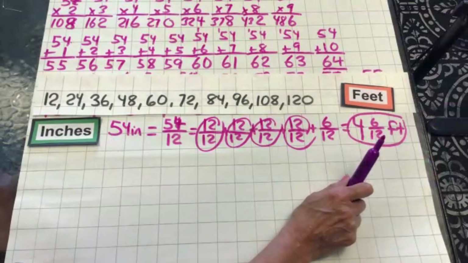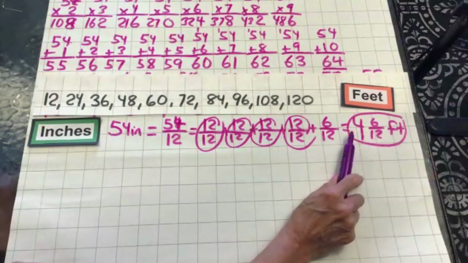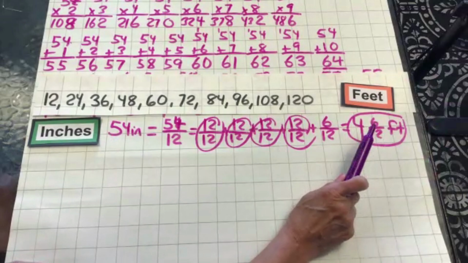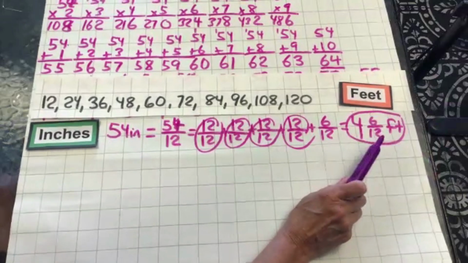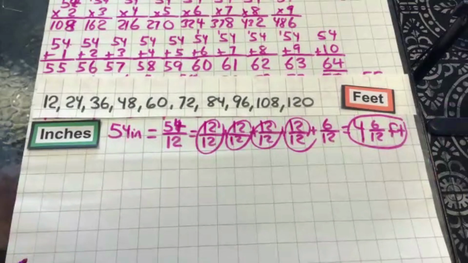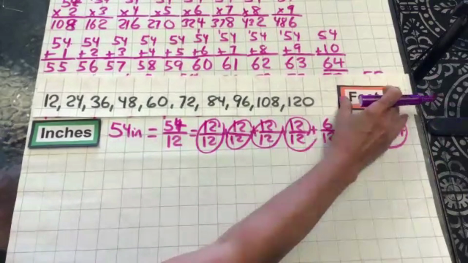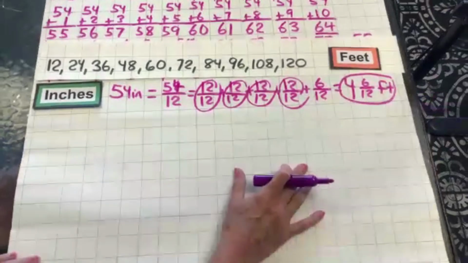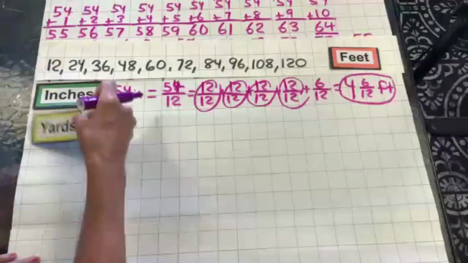So if you're 54 inches tall, you're 4 feet and 6 twelfths of a foot. All right. Or 4 feet, 6 inches. All right. So let's move on to the next thing, which is yards.